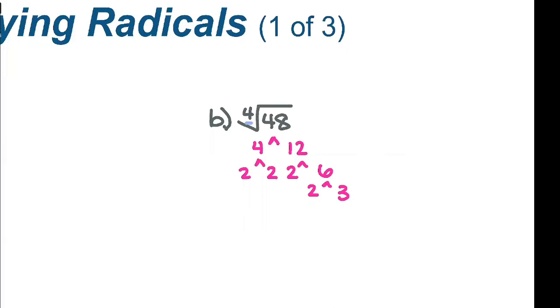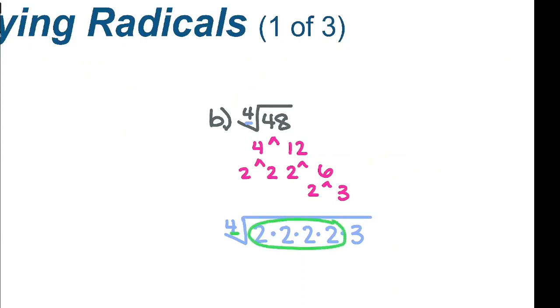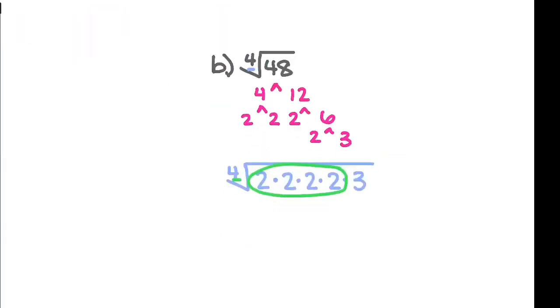Now we could rewrite this as the 4th root of 2 times 2 times 2 times 2 times 3, since that's the prime factorization of 48. If we're looking for groups of 4, we're pairing up that 2 as a group of 4. Since we have that group of 4, we're going to pull that 2 out. The 3 is left over, so it's going to stay underneath the 4th root. And your answer will be 2 4th root 3.